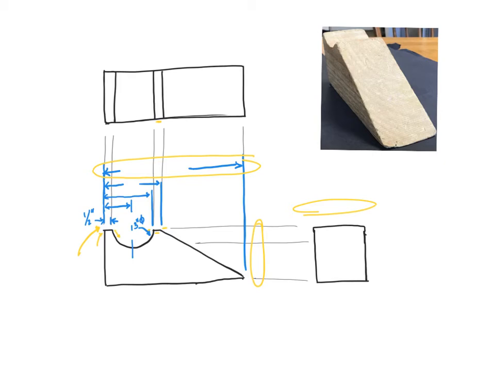You also don't want to dimension or put anything inside your actual object. That's a no-no. So you always keep dimensions outside the object. You try to keep the dimensions, as you notice, between the adjacent views to show the relationship.